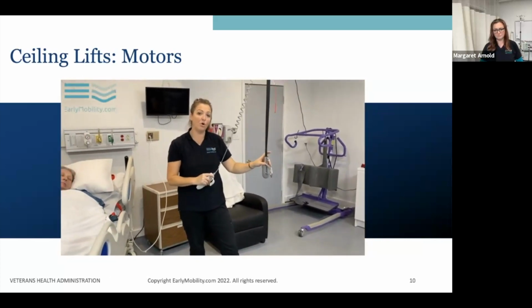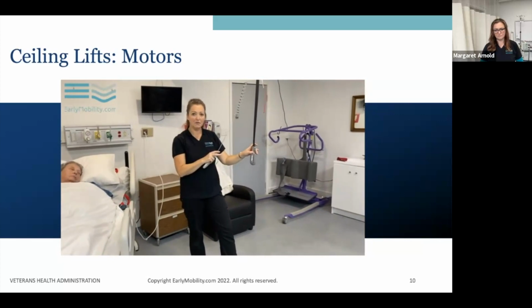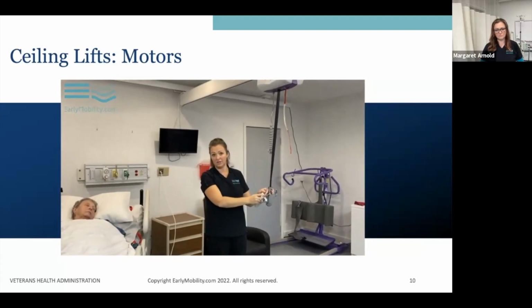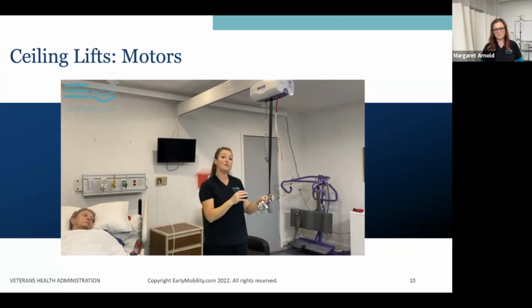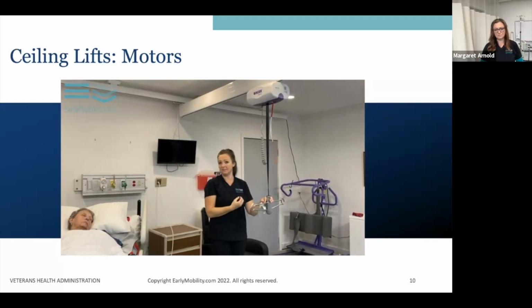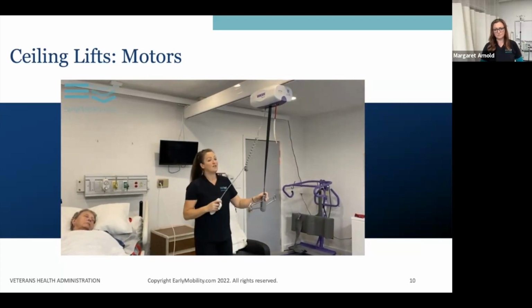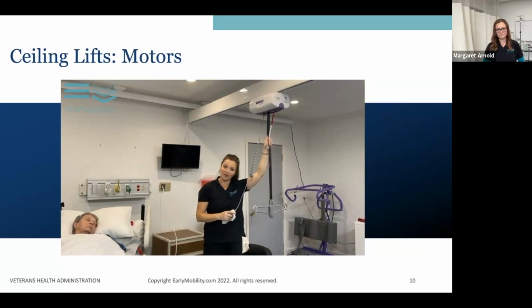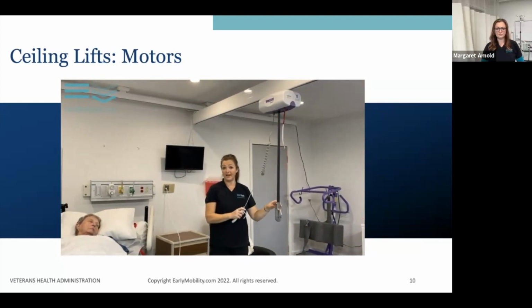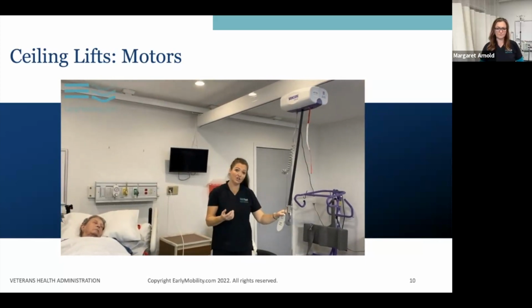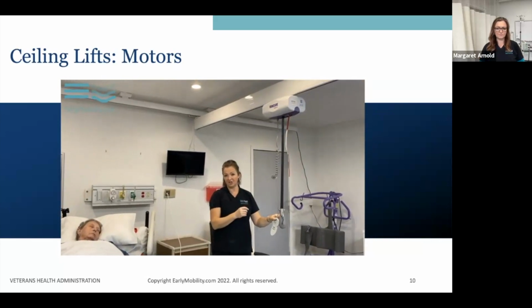Anytime you have to override the power, call in a work order or a service request on the lift for somebody from Biomed to come and take a look at it. The other thing is that they are always charged. Some ceiling lifts or overhead lifts have continuous charge where they don't have a specific charging station.